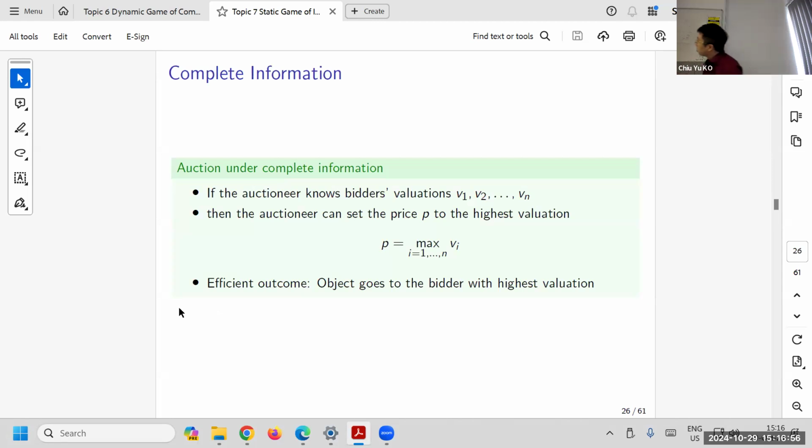But I don't want to go further. Maybe this is the final remark. How do we do under complete information? It's very simple. If the seller knows everyone's value, I just set the maximum and I'm done. So the question, which we'll discuss 2 weeks later, is how to design different rules so that everyone would try to tell the auctioneer what they want to pay, and according to the rule, they would pay and be allocated.